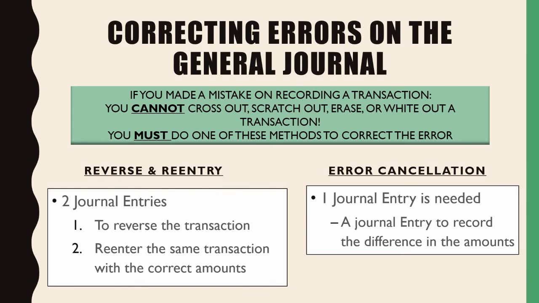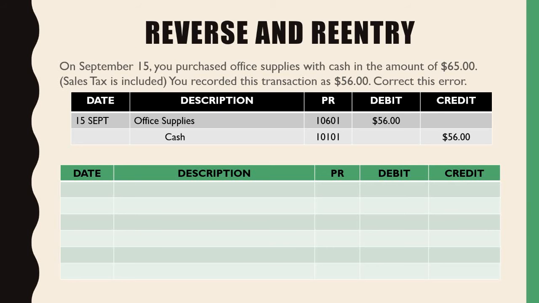So let's go ahead and see an example of each one. Let's talk about the reverse and re-entry method. For this example, on September 15, you purchase office supplies with cash in the amount of $65, okay? But let's say time has passed and you decide to record it at the end of the day, and sales tax is included as well. And when you recorded it, you ended up recording the transaction as $56. Okay, so correct the entry.